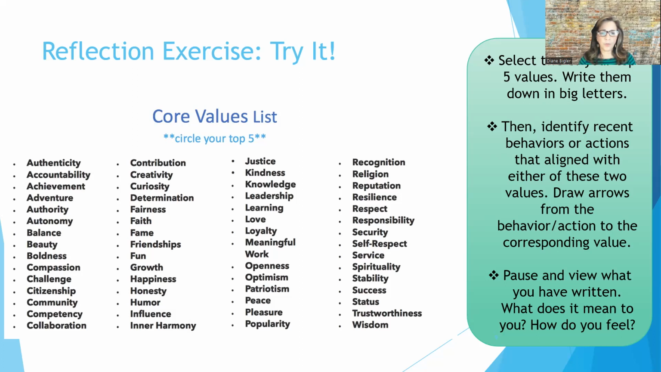So if one of your values is friendship, maybe you made some time and went to a friend's house the other night for dinner and to hang out and laugh and watch some TV together, right? That would be an example of an action that relates to your value of friendship. So after you would write these down and draw the arrows, you would pause, and this is the mindfulness part, right? This is really just the focusing.